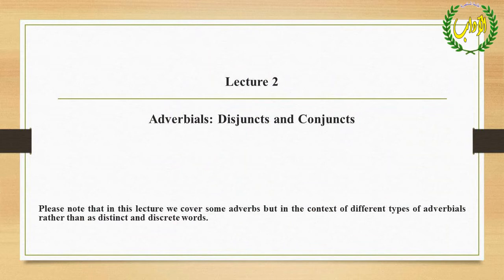So in this lecture we are talking about adverbials, disjuncts and conjuncts. In the first lecture we tackled adverbials and we focused on adjuncts. Now we are focusing on the second and third types of adverbials. Please note again that in this lecture we cover some adverbs, but in the context of different types of adverbials rather than as distinct and discrete words.